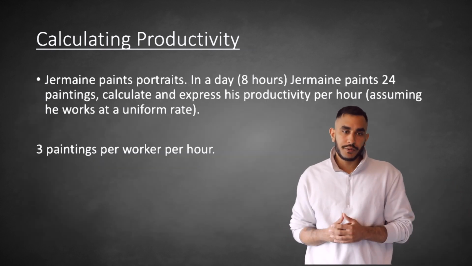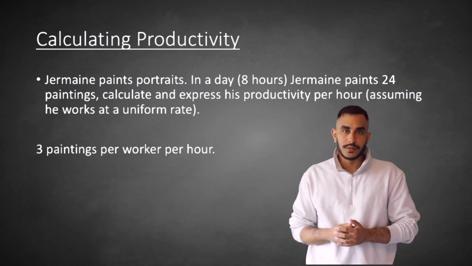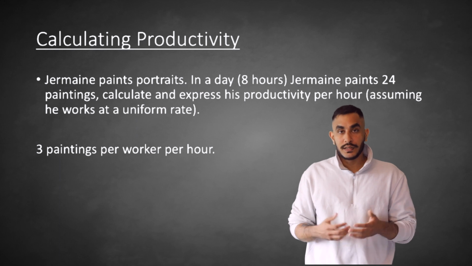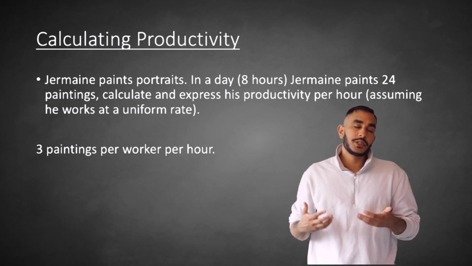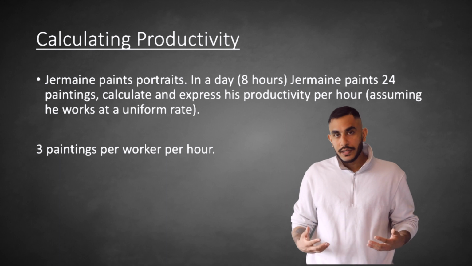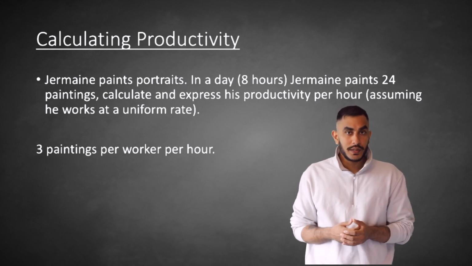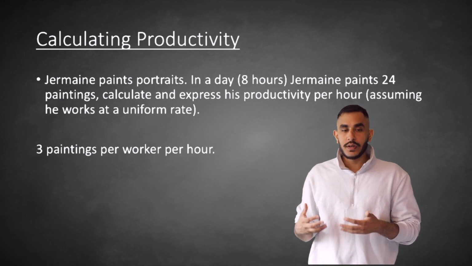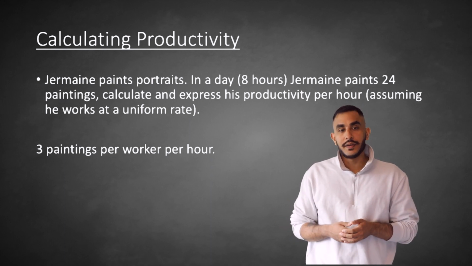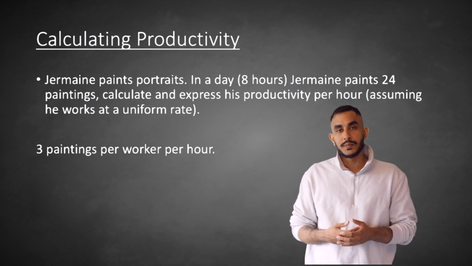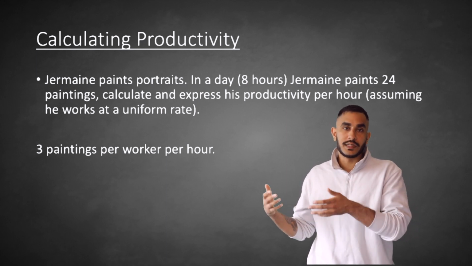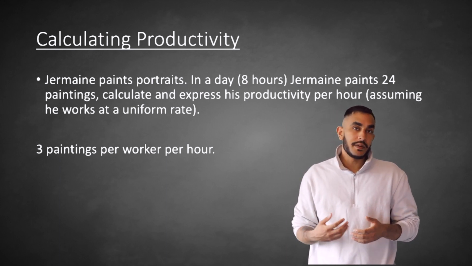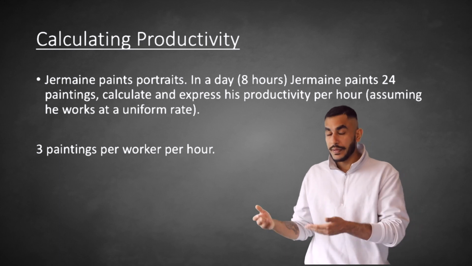So how do we calculate productivity? Well, here's an example. Jermaine paints portraits. In a day, comprised of 8 hours, Jermaine paints 24 paintings. Calculate and express his productivity per hour, assuming that he works at a steady rate. Well, in order to answer this question, we need to divide the number of paintings Jermaine produces by the number of hours that he works. We do 24 divided by 8, meaning Jermaine produces 3 paintings per hour.